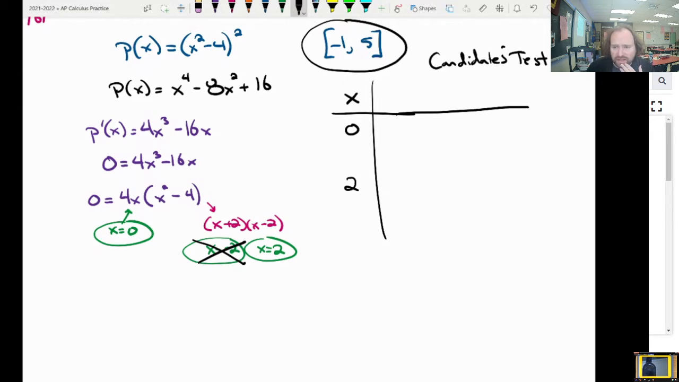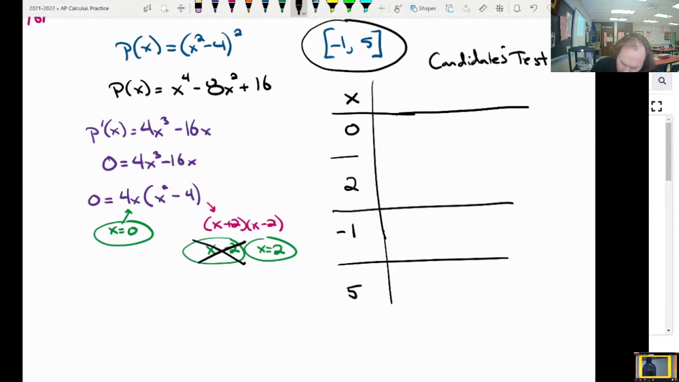We also need to test the endpoints because, as we've seen, on a given fixed boundary, say from -1 to 5, there will be on that range an absolute minimum and absolute maximum, but it might not happen at the critical values. It might actually be on the endpoints. So we need to test those too, -1 and 5. We're going to test all 4 of these. One of them will be the highest, one of them will be the lowest.